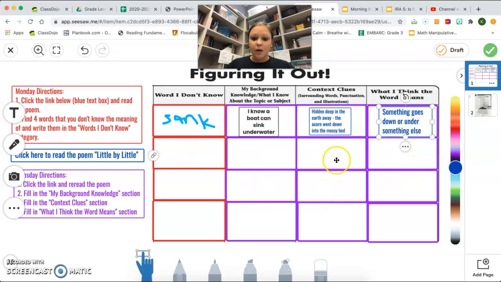And you're going to do that for all 4 words that you didn't know from the poem. And do not use my same examples. If you didn't know what the word sank meant, that's fine, but don't use my same examples. Put it in your own words.